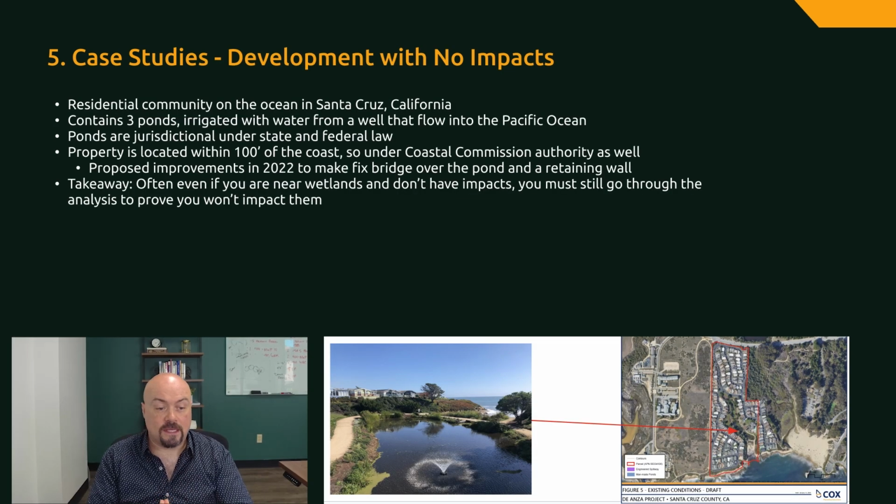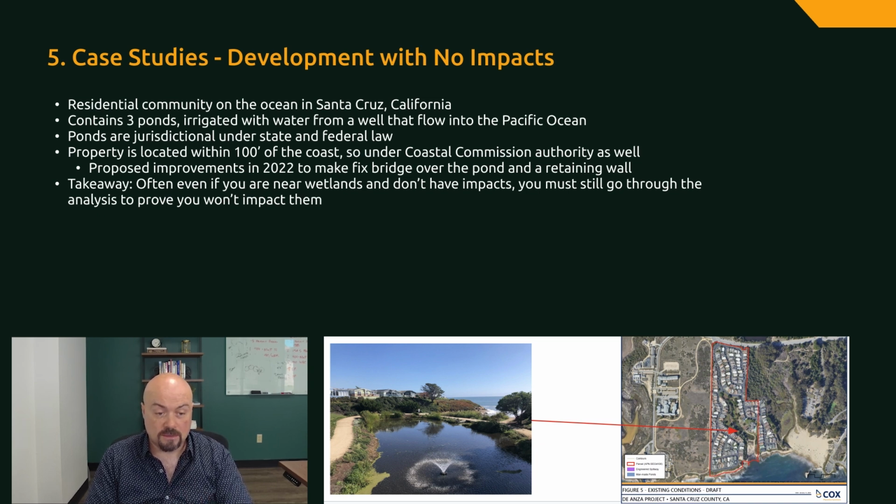Our first case study involves a residential community that we permitted in the city of Santa Cruz, California. The property is located adjacent to the coast and contains 3 ponds that are irrigated from a well that flows into the Pacific Ocean. The ponds are considered jurisdictional waters under the U.S. Clean Water Act, as well as the California Water Resources Control Act and the California Fish and Game Code. Additionally, the project is within 100 feet of the coast, and so it is also regulated by the California Coastal Commission.